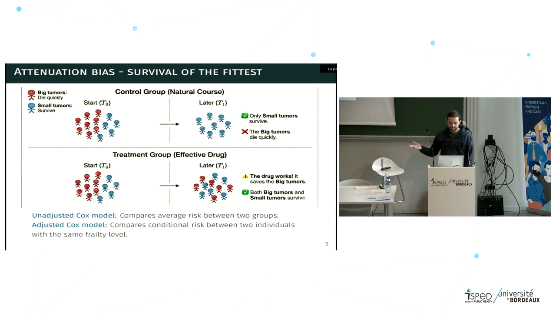What's the solution? Simply adjust. So if we account for red or blue in our model, then we do compare treatment conditional on this. We compare the red with the red and the blue with the blue. And then we eliminate this attenuation bias. This is oversimplified. In the real world, there are many factors, and the heterogeneity is much more complex. Each patient has its own tumor size and trajectory over time, so it's more complex, but that's the main idea. Adjusting and explaining the variability increases the statistical power.